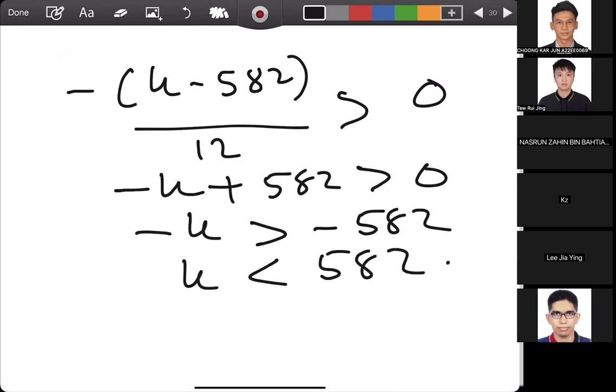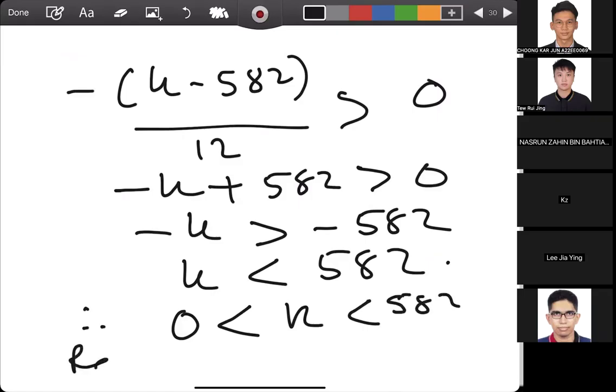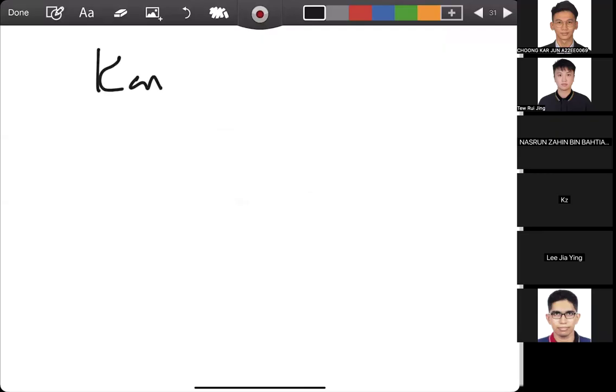Okay. So therefore K between 0 and 582 is the range of stability. And the K critical, equal to KU, equal to 582. Okay.